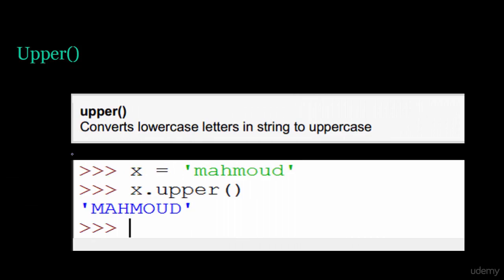Upper. The upper method will convert the lowercase letters in a string to uppercase. Let's look here. x equal to Mahmoud. If I type x dot upper, this will convert all letters to capital.